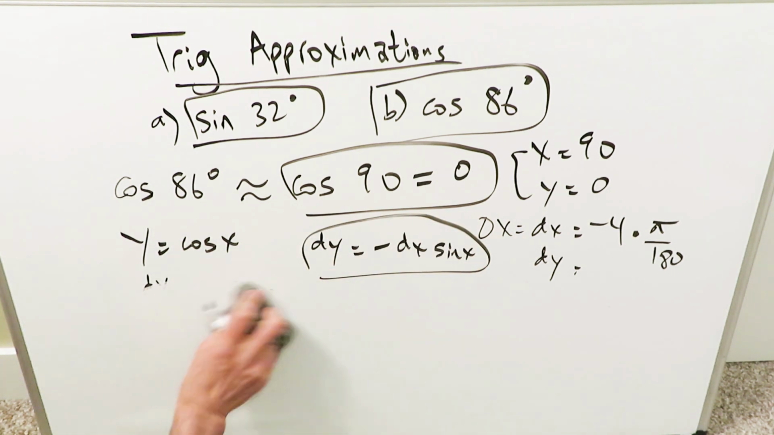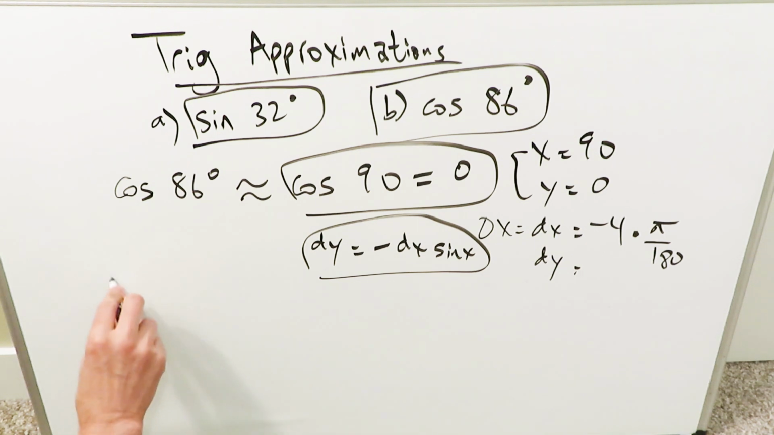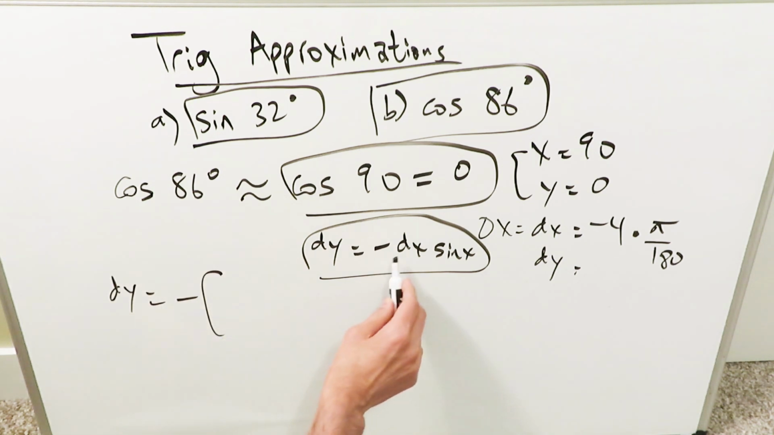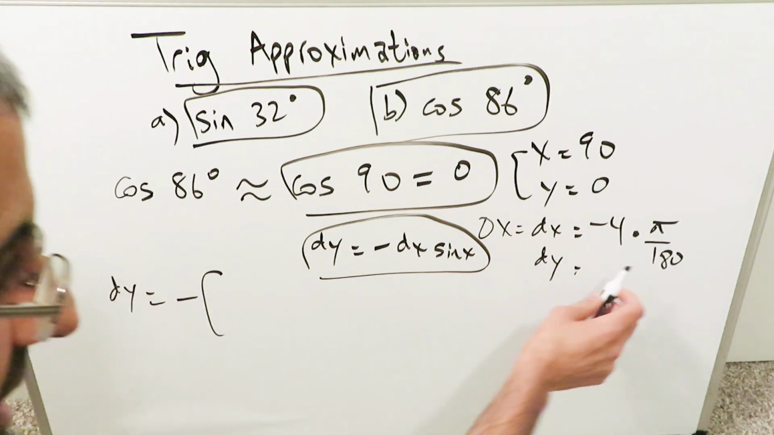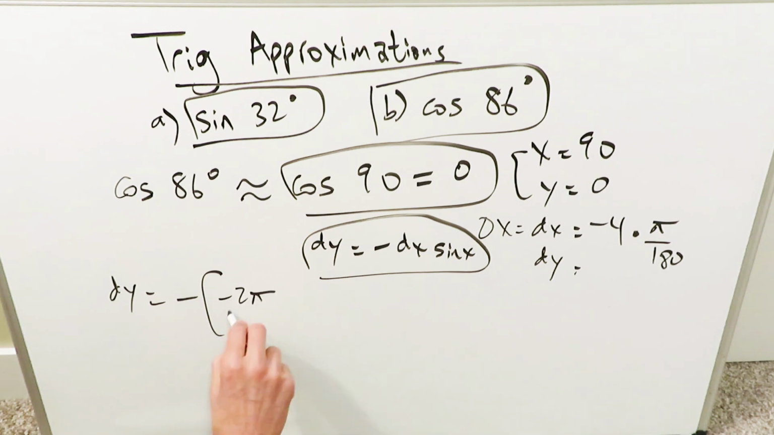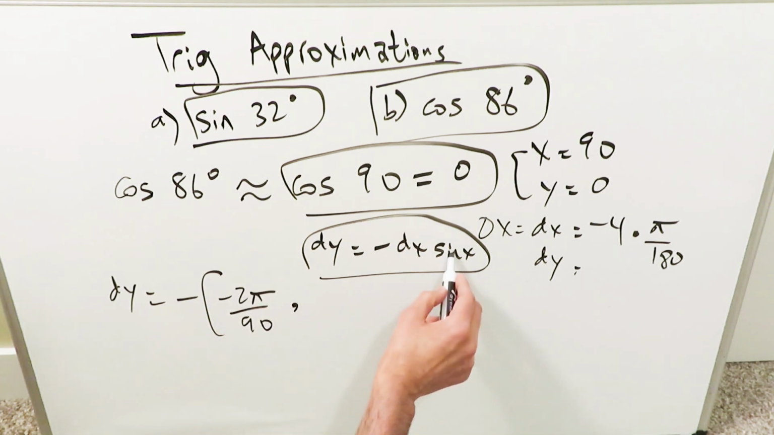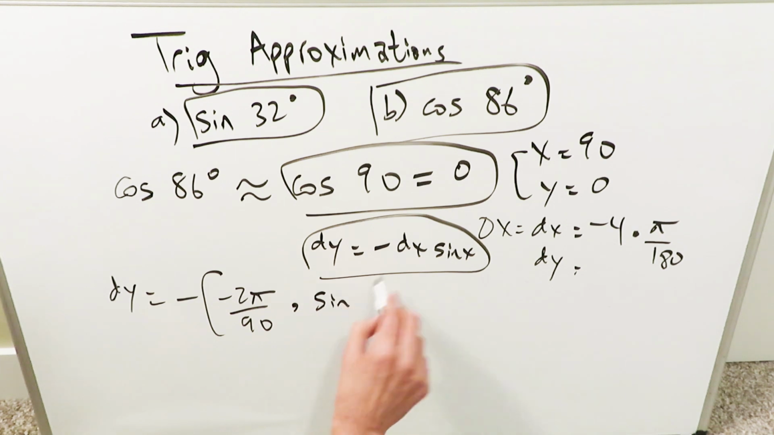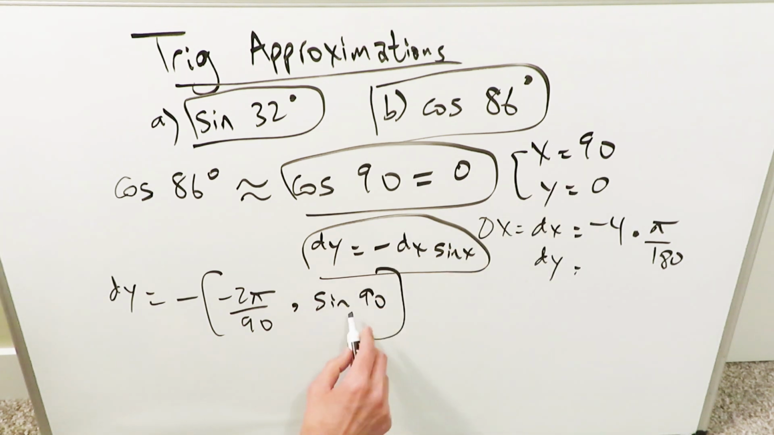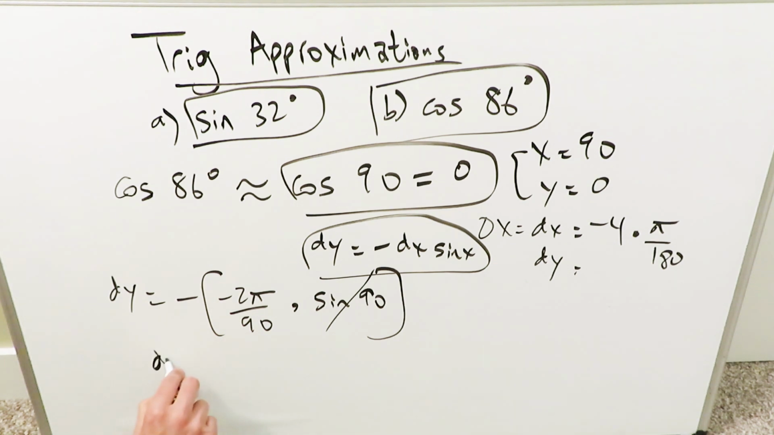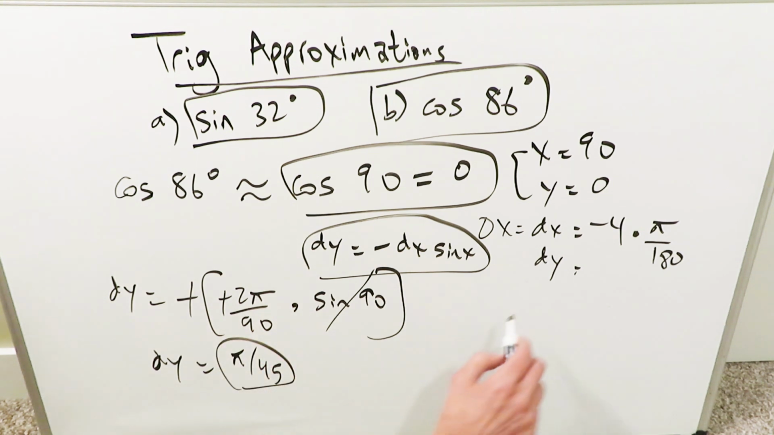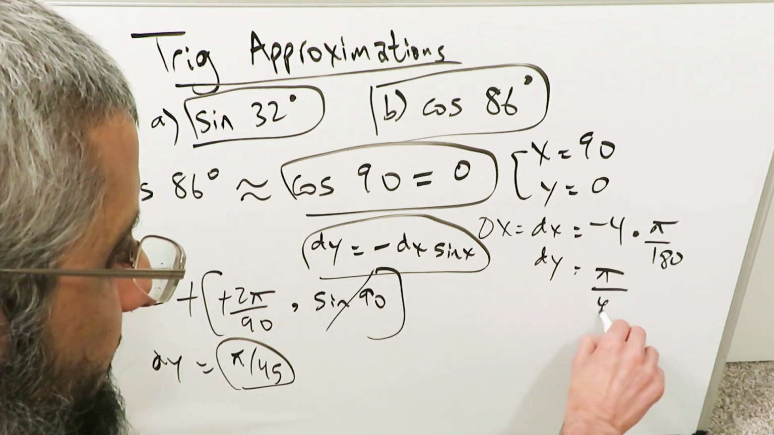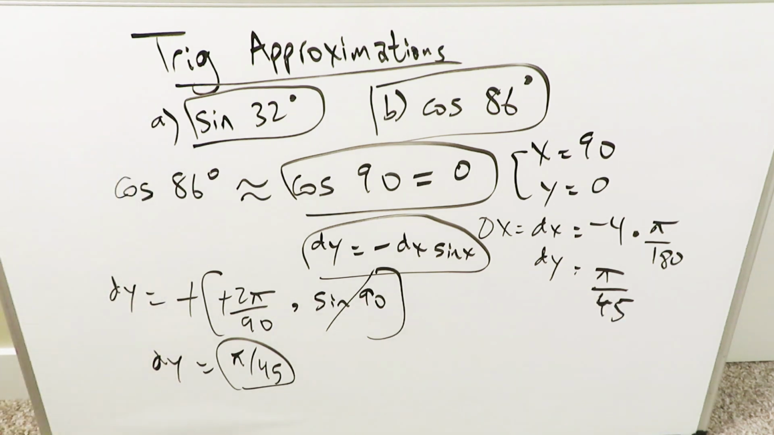You've seen this. Let's bring our values in play. Dy is equal to minus, what's my dx? It's minus 4 pi over 180, which I can simplify to minus 2 pi over 90, times sine of x. What's my x value here? It's sine of 90. You know sine of 90 is a 1. We'll just remove it. This is all what I have for my dy. The minuses will cancel out. I have a 2 pi over 90, or I can just say pi over 45. That's equal to my dy. Pi over 45, and we've determined it. And it should be good.